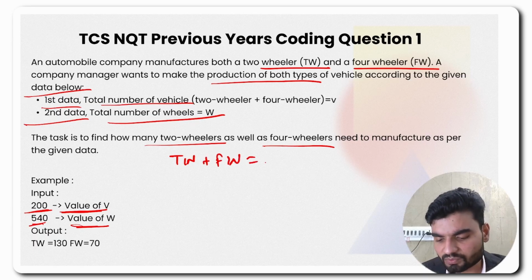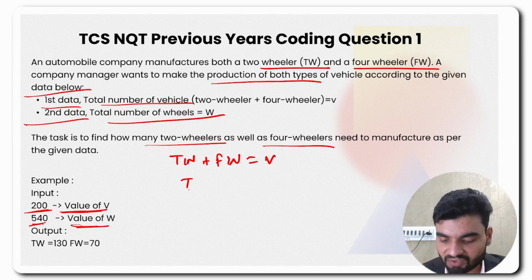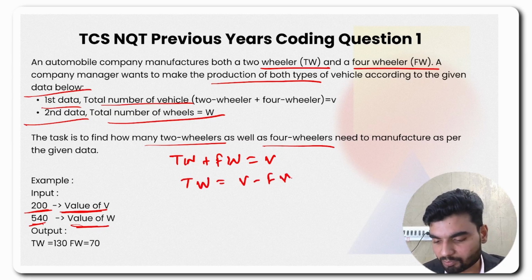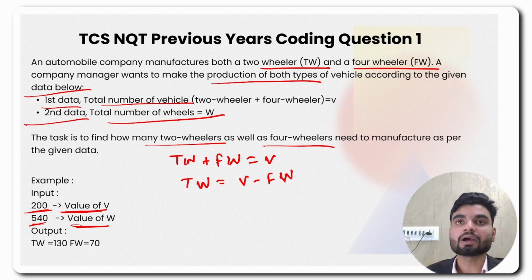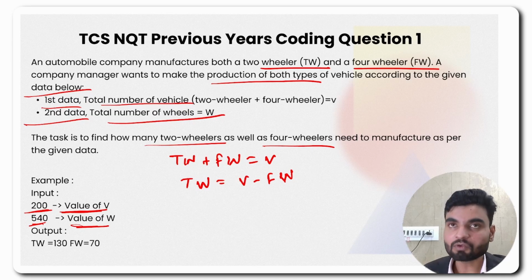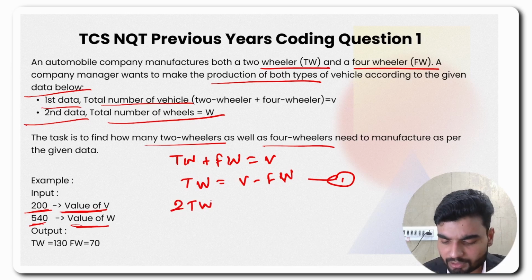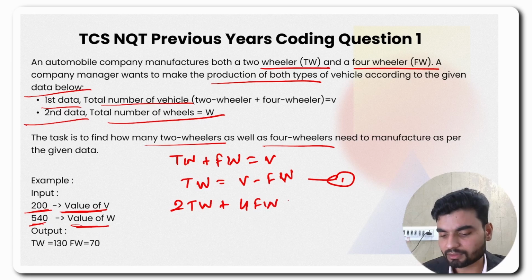Cool. Which is V. Yes or no? Which is B. So anyhow, if I want to find out two wheelers, I can write B minus FW, right? Four wheelers. I'll subtract the total number of four wheelers from the vehicles, right? Again, the second thing is that if I want to calculate the wheels, how can I calculate? For two wheelers, it will consume two wheels. Tell me yes or no. For four wheelers, it will consume four wheels, right? And that will be equal to the total wheels that we have.